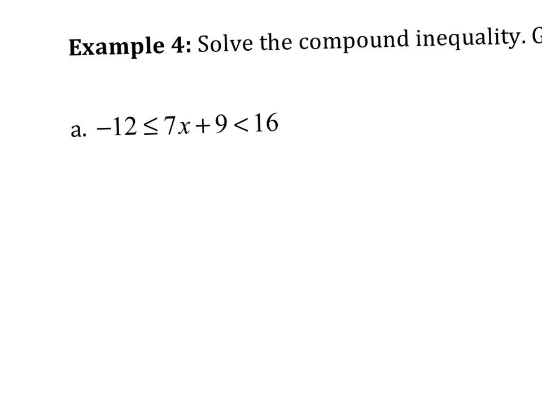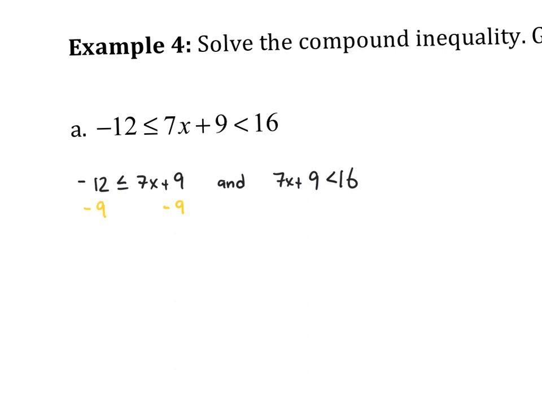So let's check this guy here. The first inequality we get is this. -12 is less than or equal to 7x plus 9. The other one, and 7x plus 9, is less than 16. So notice here that this overlaps in the two. Now what we do is treat this exactly like we did above. So I'll go step by step to show you what happens here.